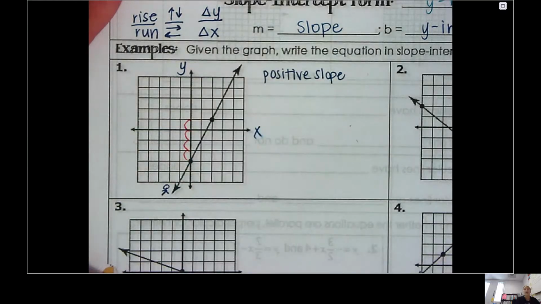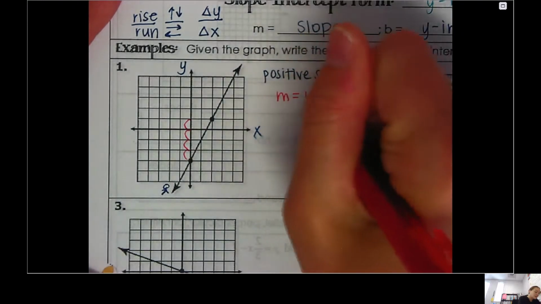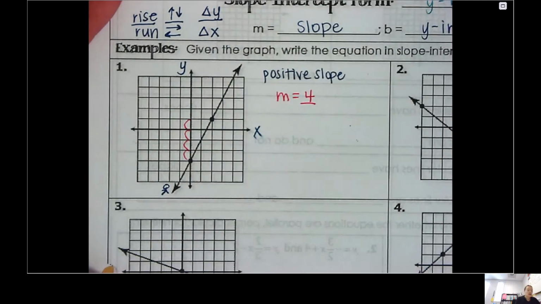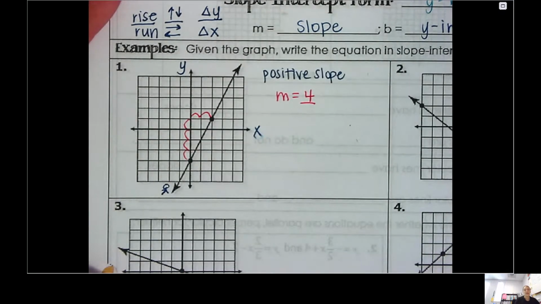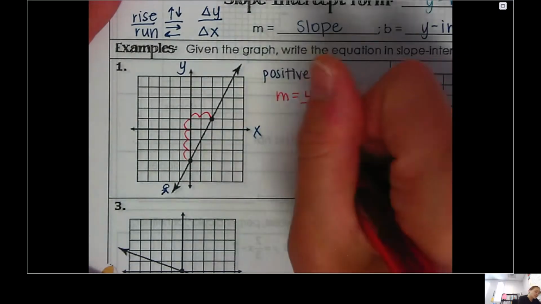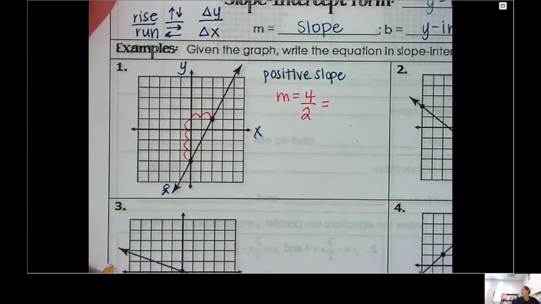4. And you're going up, so it's a positive 4. So my slope is a positive 4 over, how many do you go over? 2. And if you're going to the right, is that positive or negative? Positive. So it's 4 over 2. Now, I can reduce that. I can make that smaller. What can I reduce that to be? Yeah, so you can put 2 over 1 or 2. Either one's fine. I'm just going to put the 2.